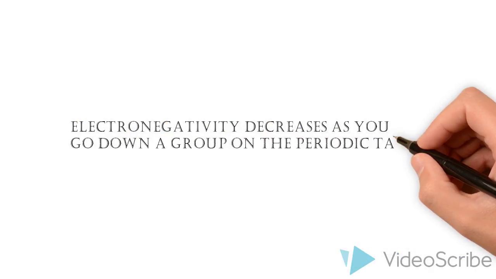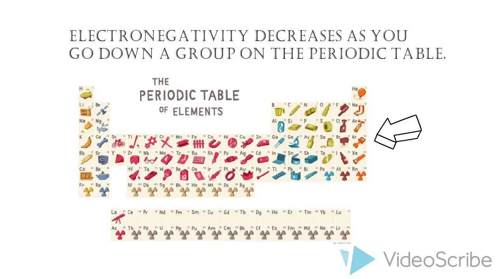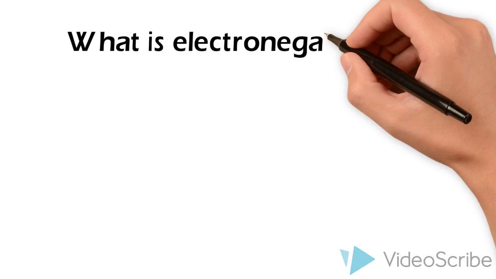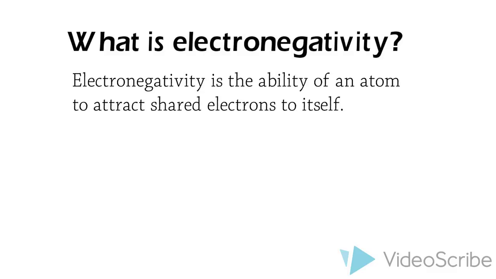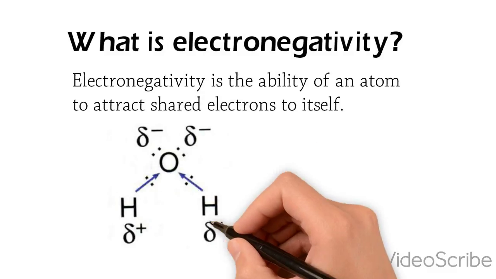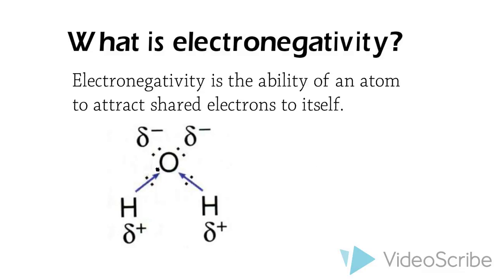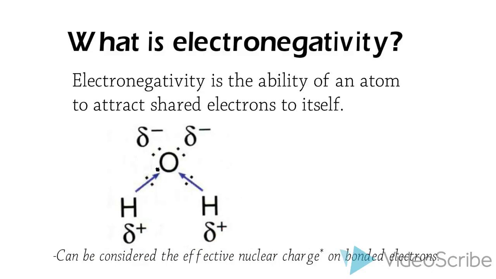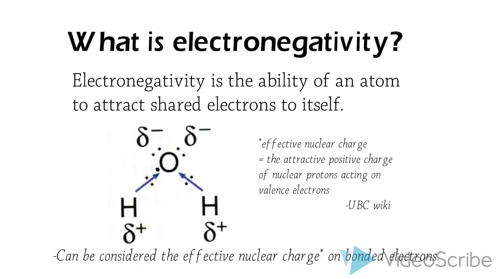Electronegativity decreases as you go down a group on the periodic table. But why? Let's start by going over the definition of electronegativity. Electronegativity is the ability of an atom to attract shared electrons to itself. In other words, it's the effective nuclear charge on bonded electrons.